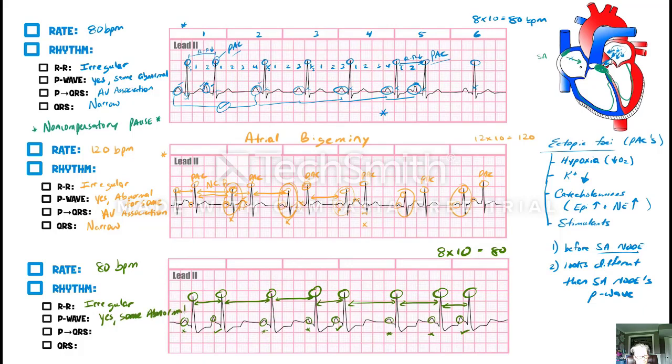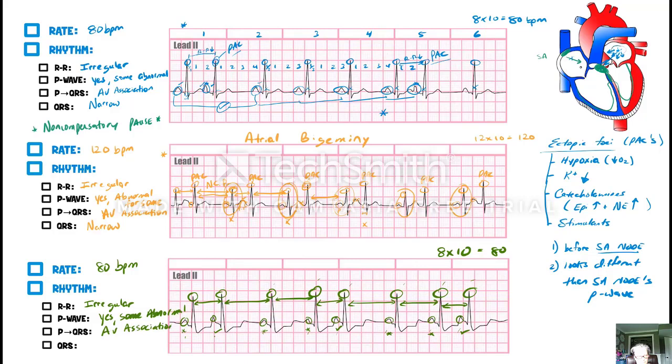Okay, cool. So I know that. Now, P for every QRS? Yes, because look, I'm going here, P, then I have my QRS complex. P wave, QRS complex, P wave, QRS complex. And I can just keep tracking away here. P, QRS complex, P, QRS complex. So yeah, there's definitely an association between the atria and the ventricle.